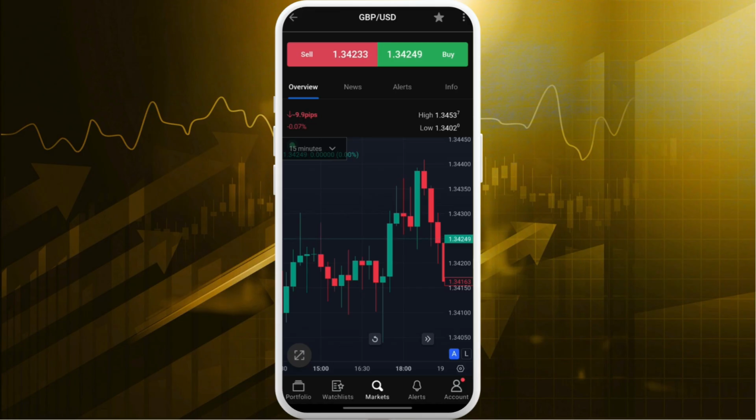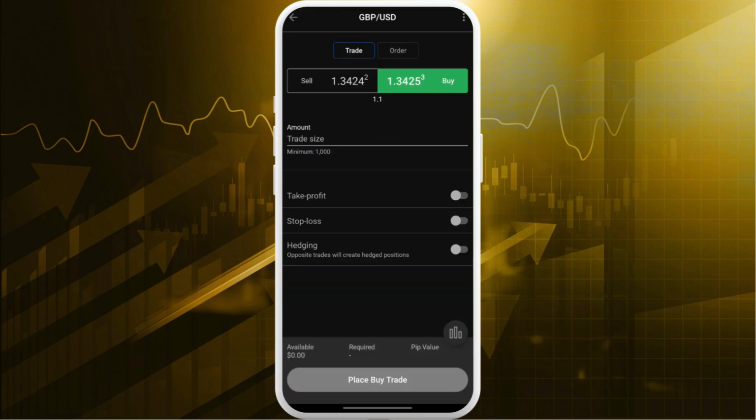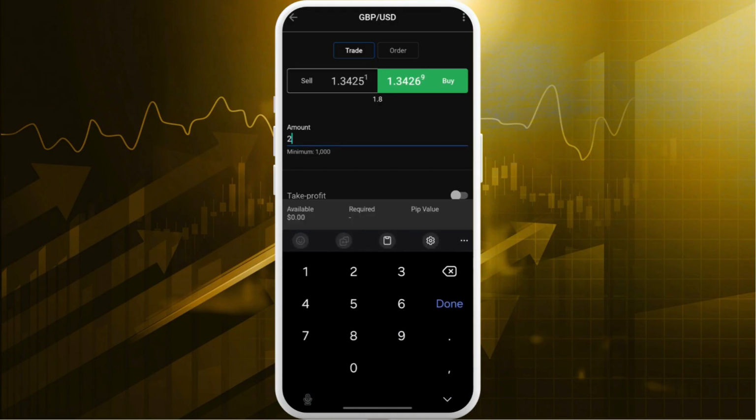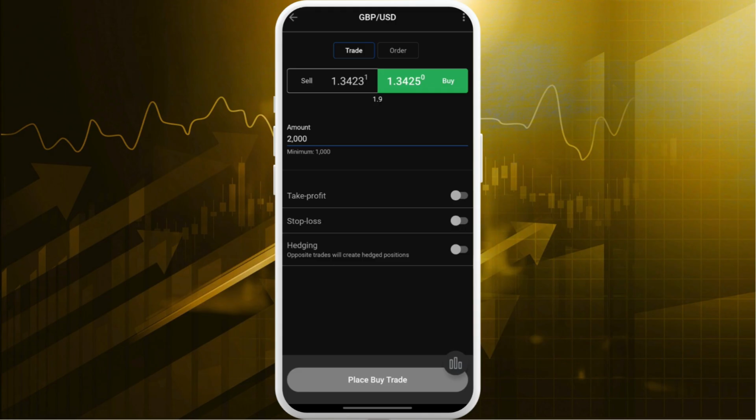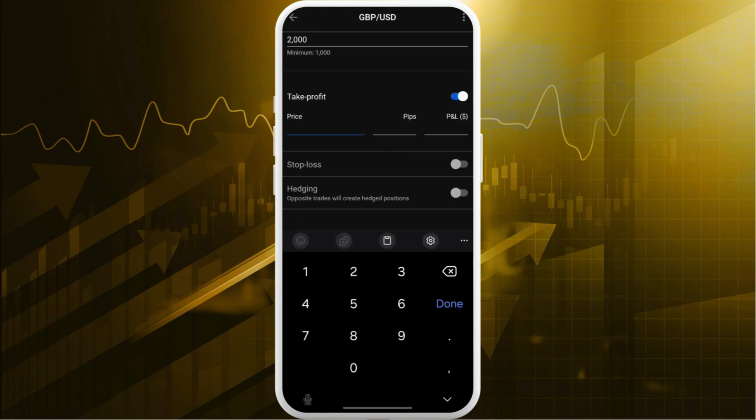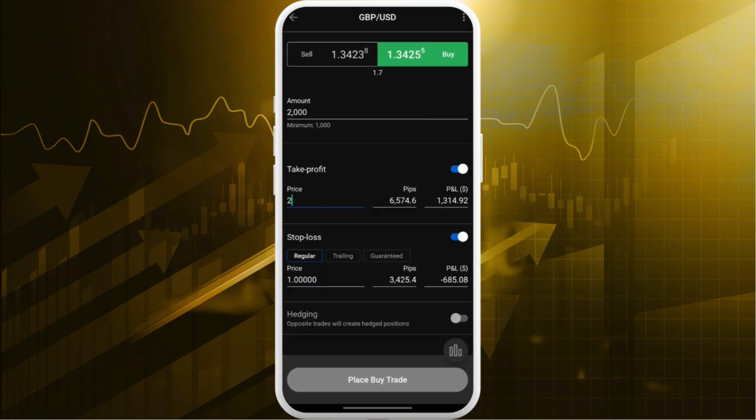For that, you can tap on this buy or sell button in the top right. From here, you can place your foreign exchange trade. You can place the amount of trade size. If you want to configure this take profit or stop loss feature, you can do so. You always need to set up the stop loss feature in order to protect your capital. After you configure everything, you can tap on this place buy trade button in the bottom.